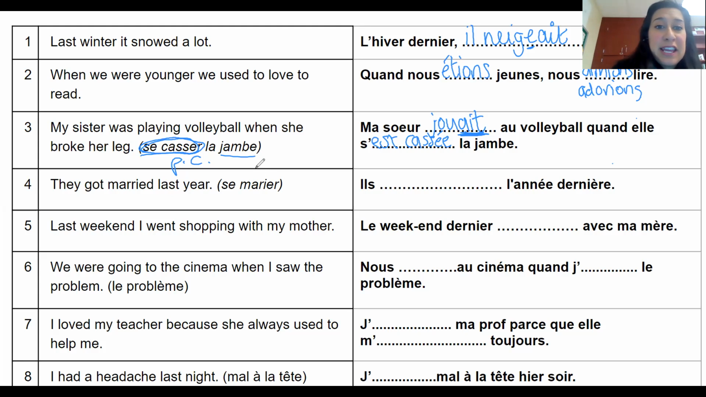Compliqué. And again, here we have, this isn't a reflexive, but it is similar to a reflexive. It's actually a reciprocal verb, but we'll look at this again next semester. We do a whole unit on love and friendship, and so se marier comes into play. So we're going to use this one, which is ils se sont mariés l'année dernière.